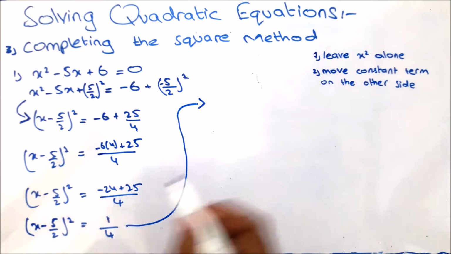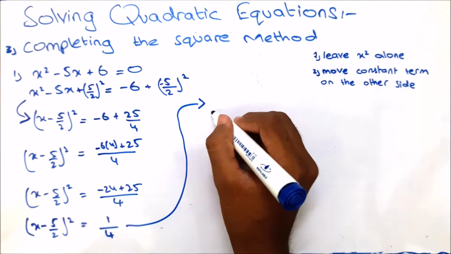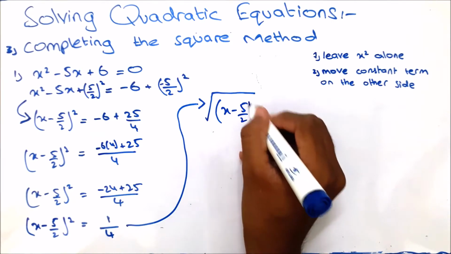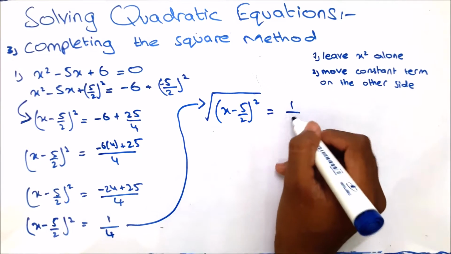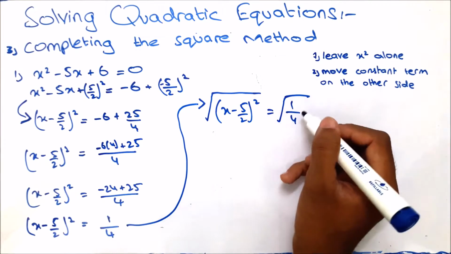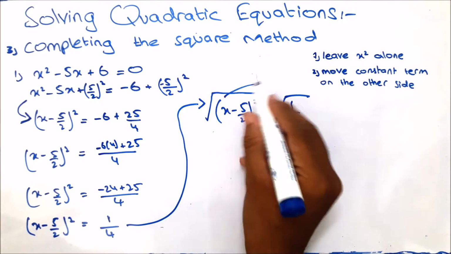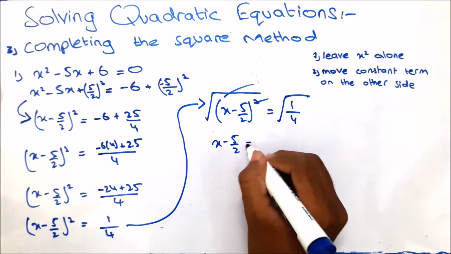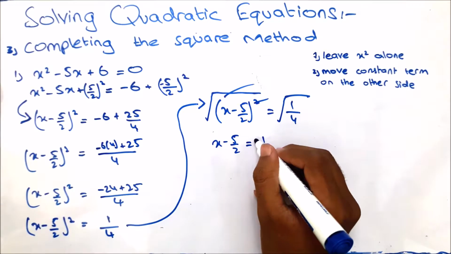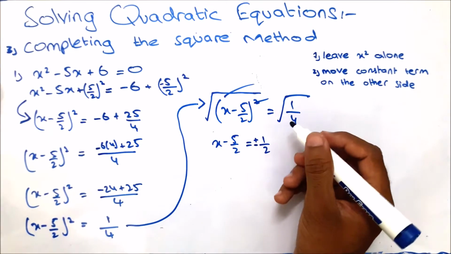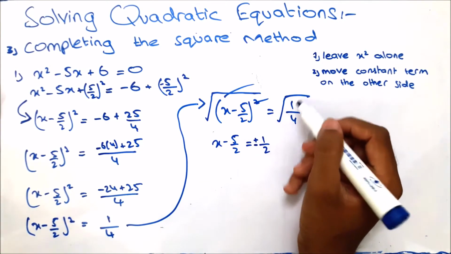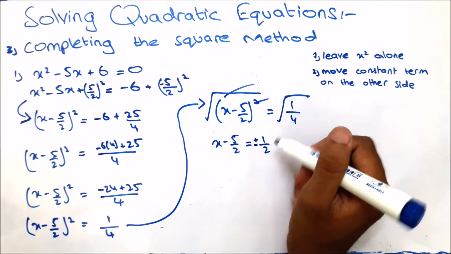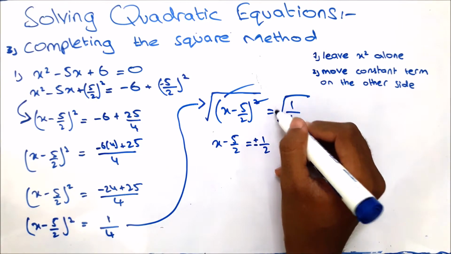I'll just take the square root on both sides to end this square thing. I have x minus 5 divided by 2 whole square equal to 1 over 4 in the root. Okay, this thing goes off with this. We are left with x minus 5 divided by 2 equal to 1 over plus and minus 2. Remember, whenever we have a square root on the other side with a constant, and when we remove it, we are always left with a plus and a minus sign.